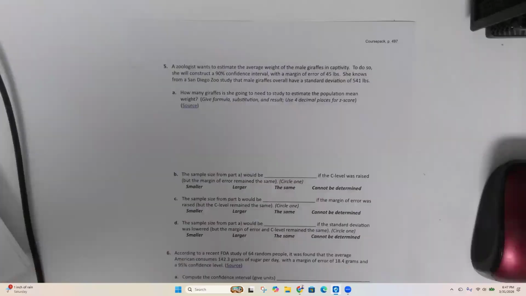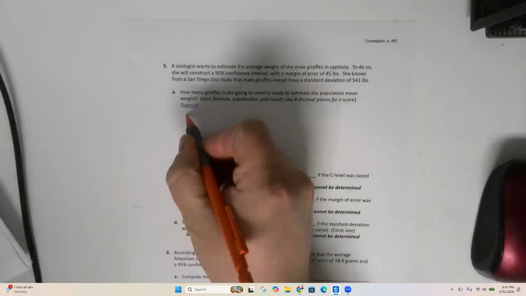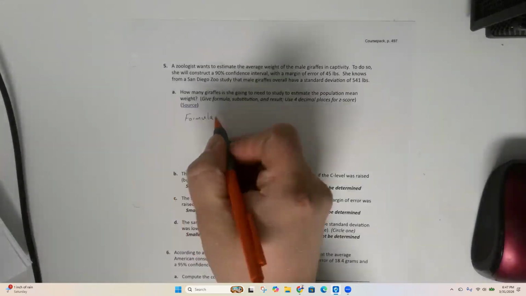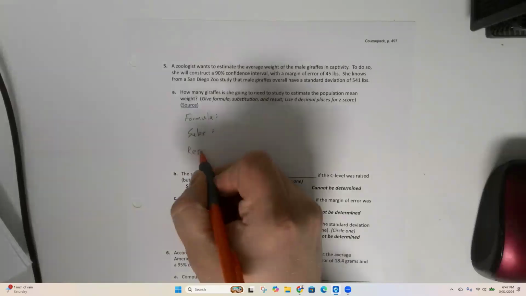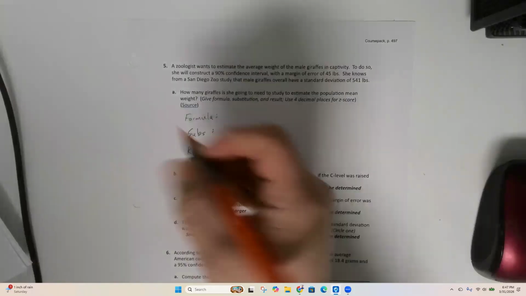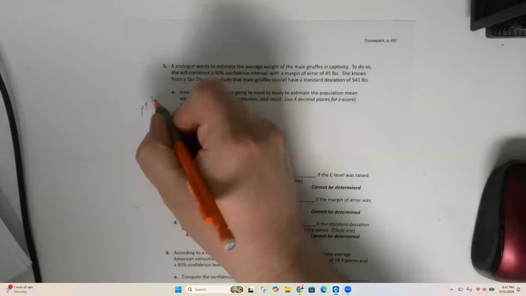Page 497. A zoologist wants to estimate the average weight of the male giraffes in captivity. To do so, she will construct a 90% confidence interval with a margin of error of 45 pounds. She knows from the San Diego Zoo the standard deviation of male giraffe weights. How many giraffes does she need? So we need the formula, substitution, and a result. And since we're measuring a sample size, how many, that's page 261.